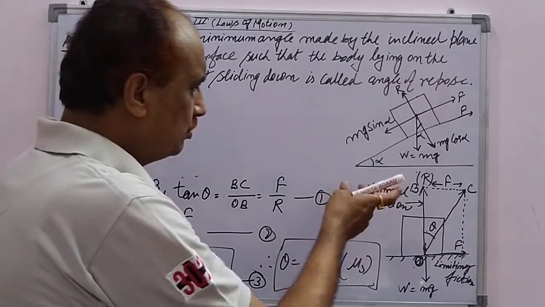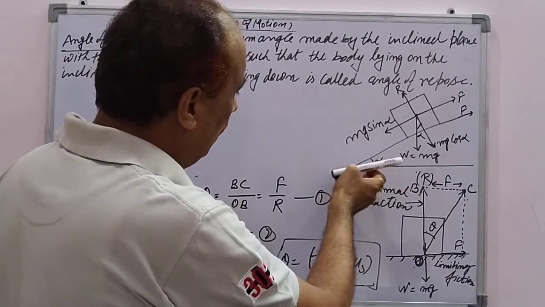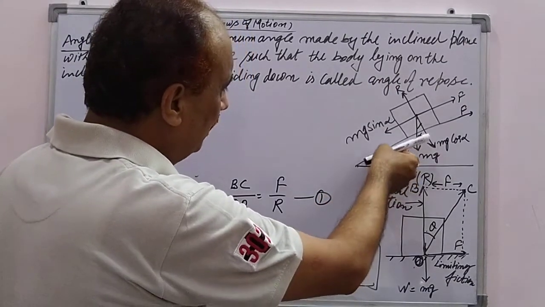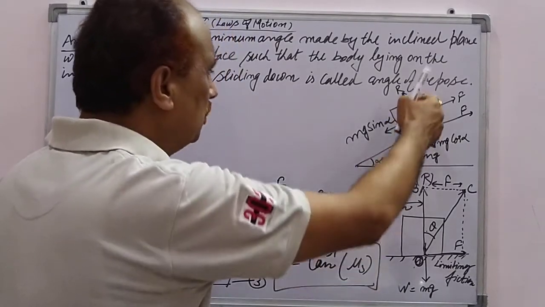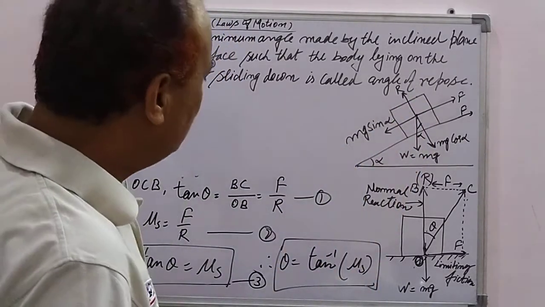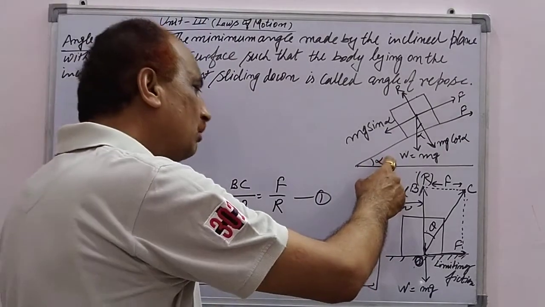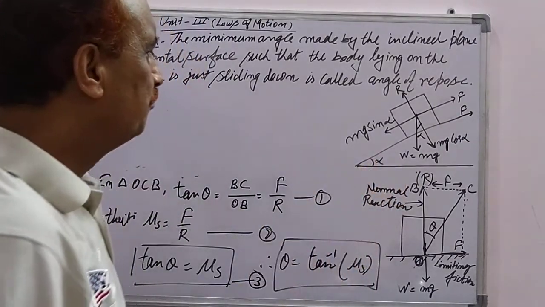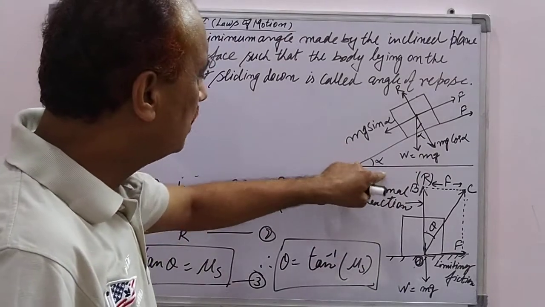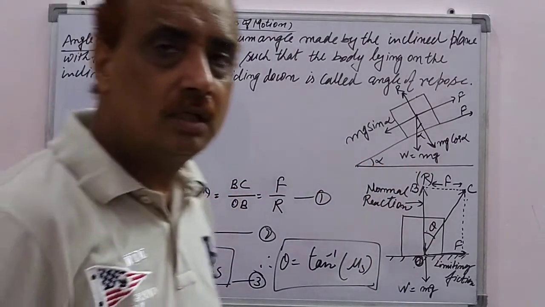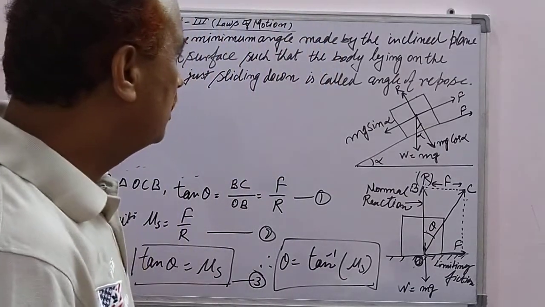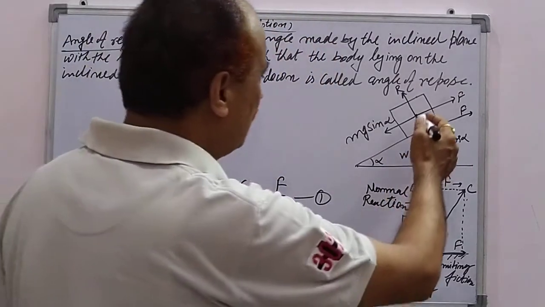Suppose we increase the angle alpha of the inclined plane, and a condition is reached at a particular angle alpha where the body slides down. At this situation, that particular minimum angle alpha between the horizontal surface and the inclined plane is called the angle of repose. Now we discuss the angle of repose when the body is just sliding.